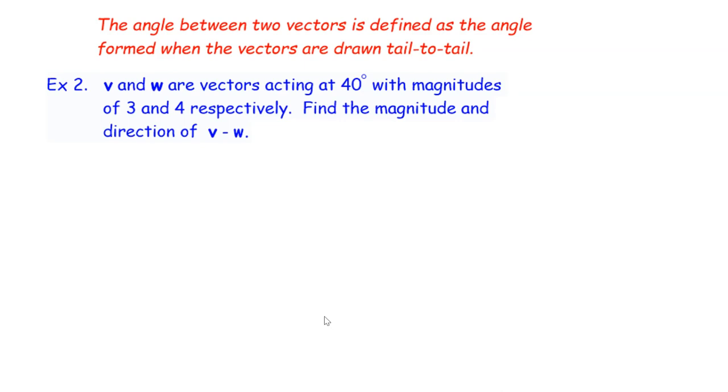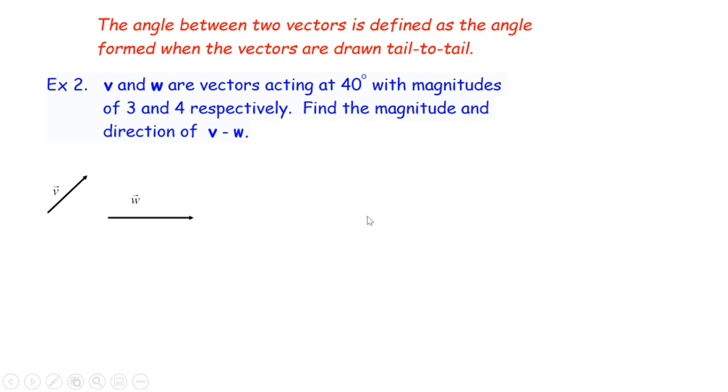Okay, V minus W. So let me try to put this together on a diagram for you. Here is V and here is W. Those are the two vectors. We're going to sort of pretend that these, when we put them together, have a 40-degree angle between them. Now, V is running up and to the right. W is running strictly to the right. It's running in an easterly direction.